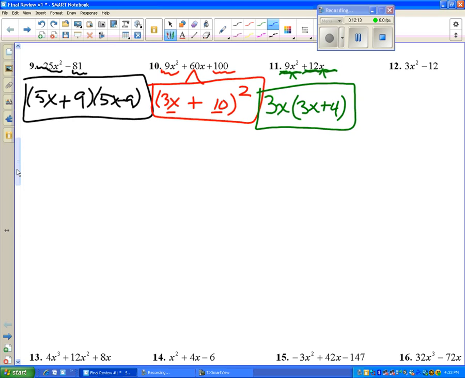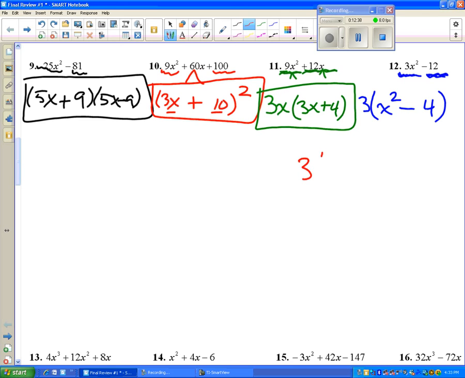Number 12, 3x squared minus 12. Again, is there a greatest common factor? From 3 and 12, yes, I can pull out a 3. If I divide this by 3, I get x squared. If I divide this by 3, I get minus 4. But wait, that x squared minus 4 also is a difference of squares.